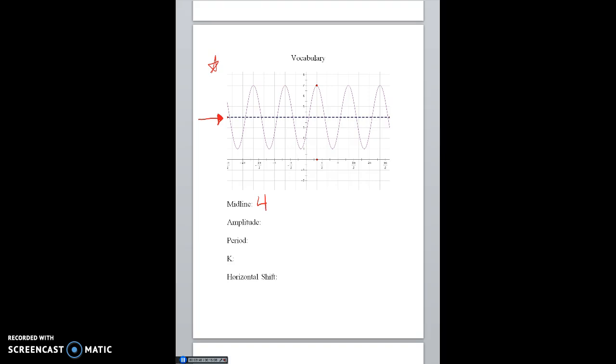Amplitude. The amplitude of a trig function is the distance from the maximum to the midline. And in this particular trig function, the amplitude is 3. The period is how long it takes for the function to complete one cycle. So if you look from here to here, this has completed one cycle. So we need to figure out how far that's gone.